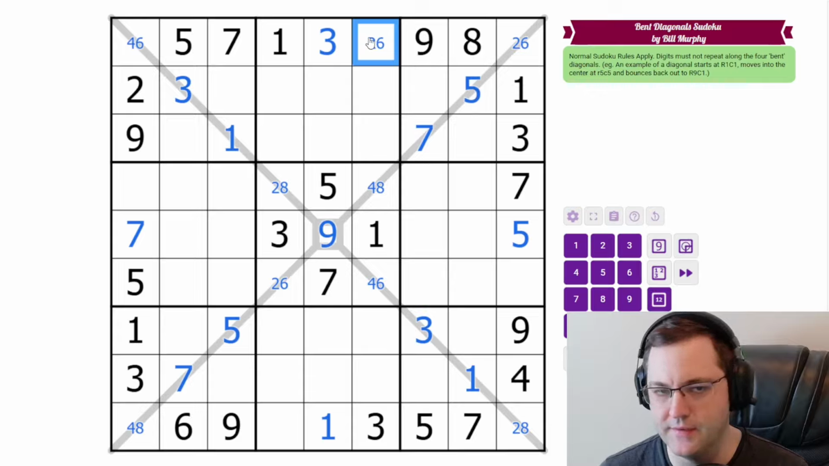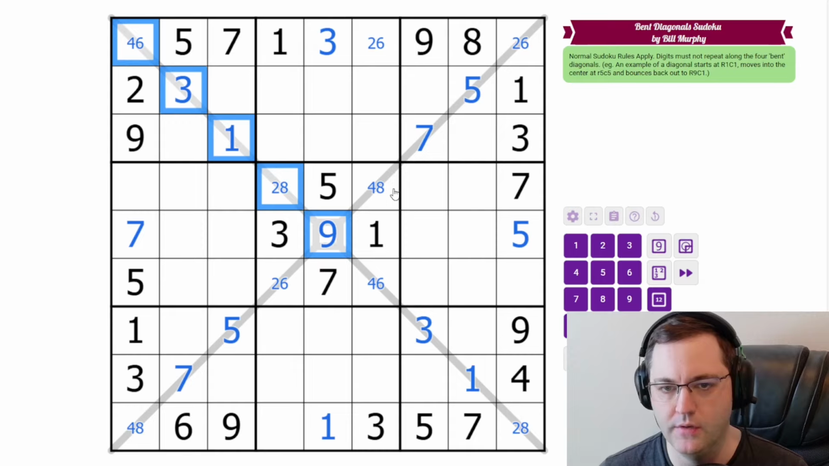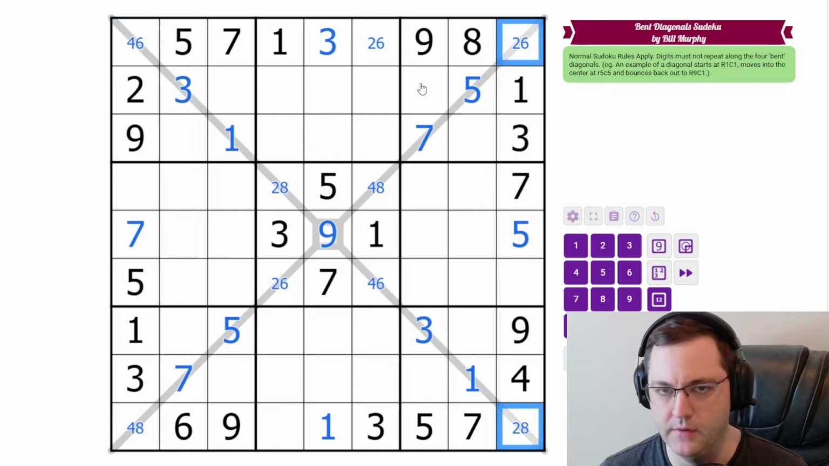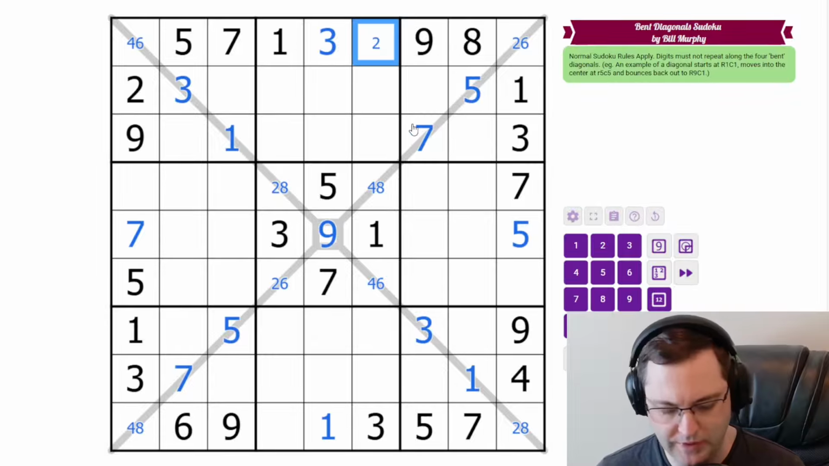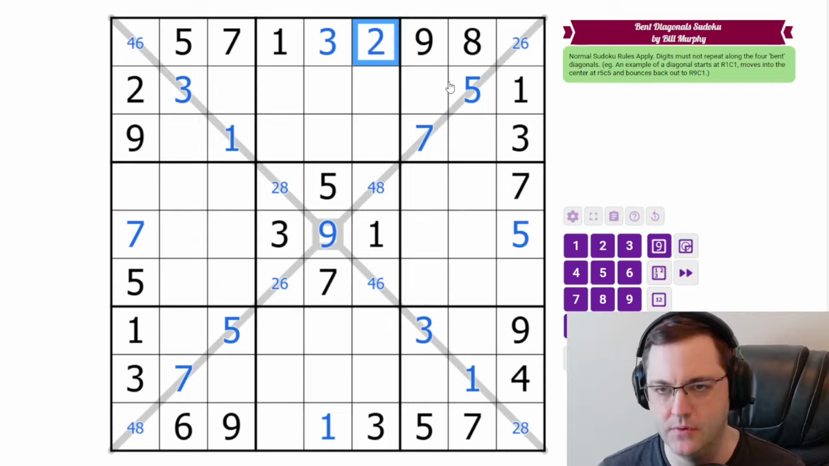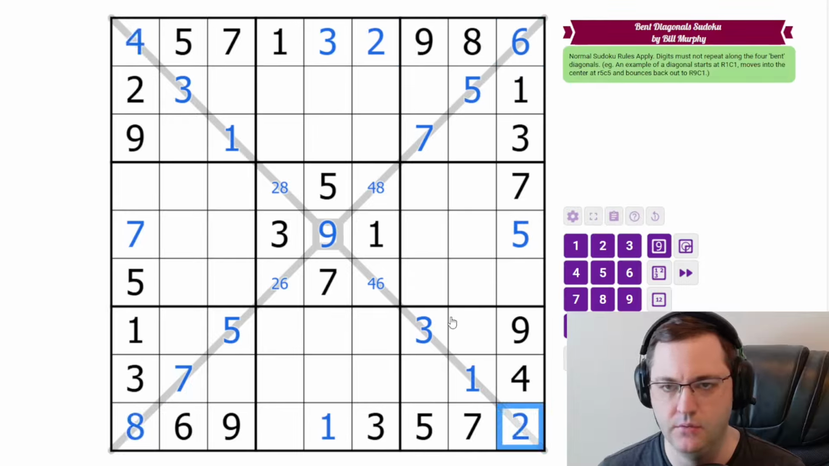We can also rule 6 out of this cell, because where does 6 go on this diagonal? It goes in one of these 2 cells. So we're going to have a 6 in one of these, we're going to have a 2 in one of these, etc. So this is not 6 either, this is 2. And once we have a digit, the rest of it collapses. This is now 6, 4, 8, and 2.